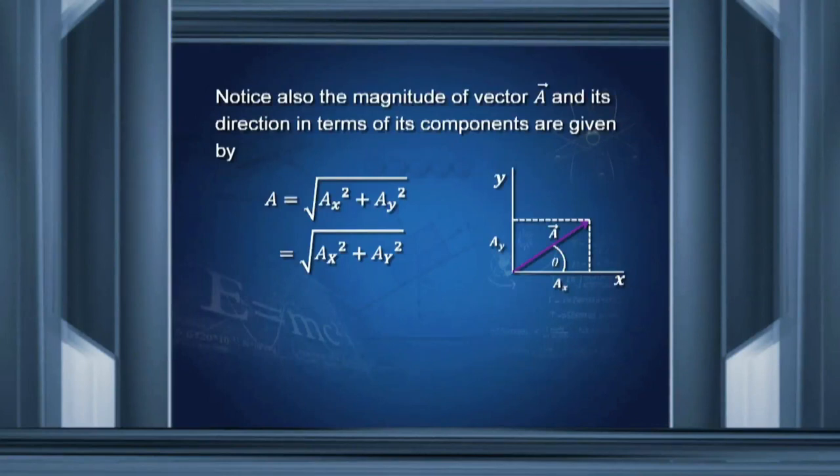Suppose we are given Ax and Ay, then how do we find vector A? Again, simple geometry tells you that the magnitude of vector A is equal to the square root of Ax squared plus Ay squared, whatever sector of axis you take. And the direction is given by, for the upper diagram, tan theta as the ratio between Ay and Ax, and for the lower diagram, tan phi is equal to Ay by Ax. So, given components, you can get the vector itself, its magnitude and direction.